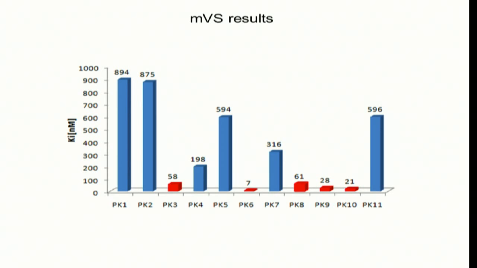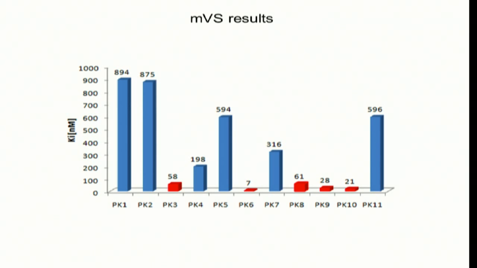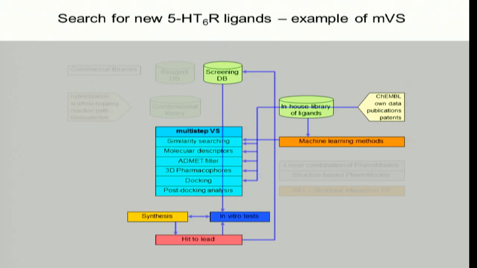So here are the results, where the compounds in red have very high affinity towards 5HT6 receptors. The cutoff was at 1 micromolar, and the scale is in nanomolar. There were even compounds found in the screening which have nanomolar affinity. In the next step, after the in vitro test, we selected other compounds from the screening database which are similar to the hits, ran them again through the virtual screening filters, and again to the in vitro test.